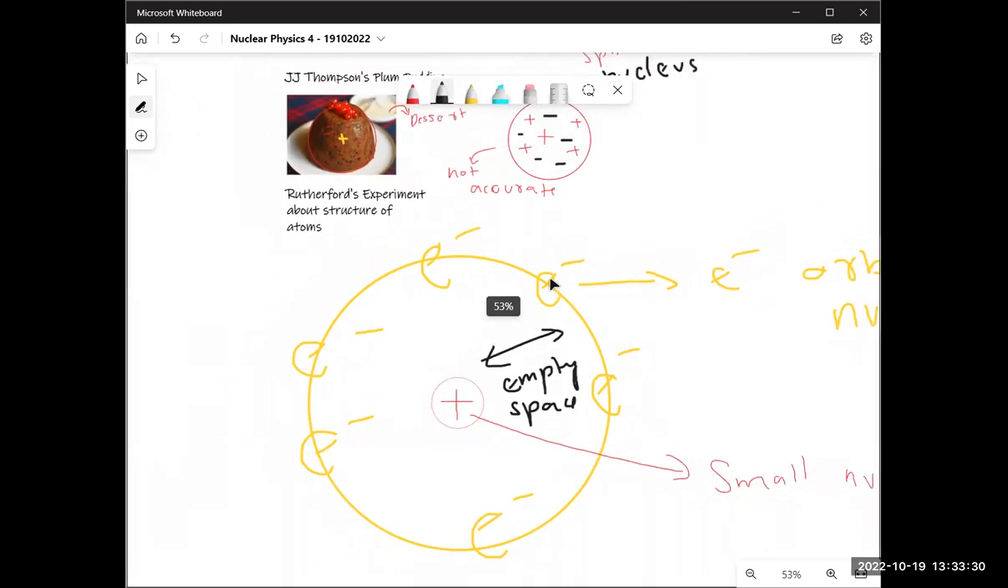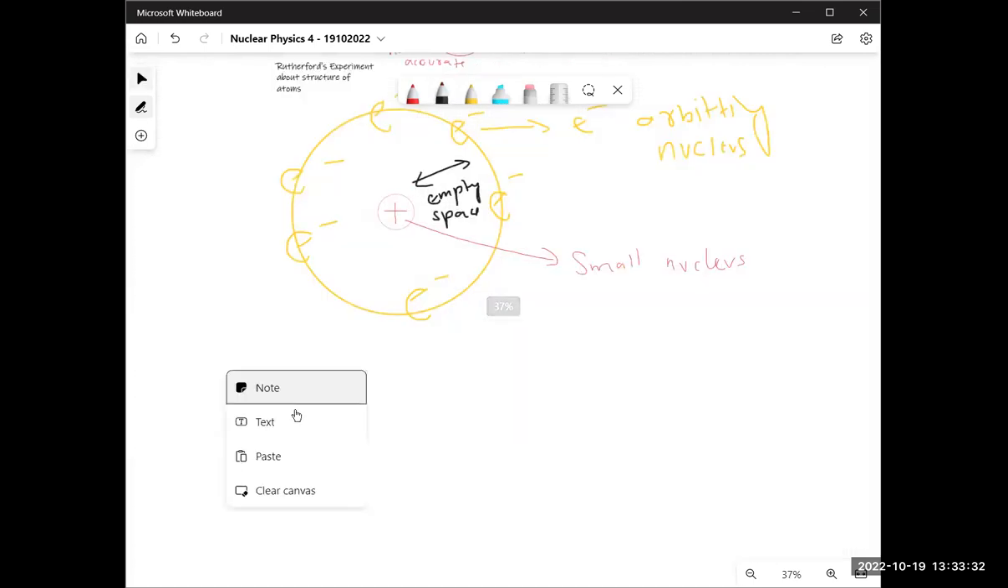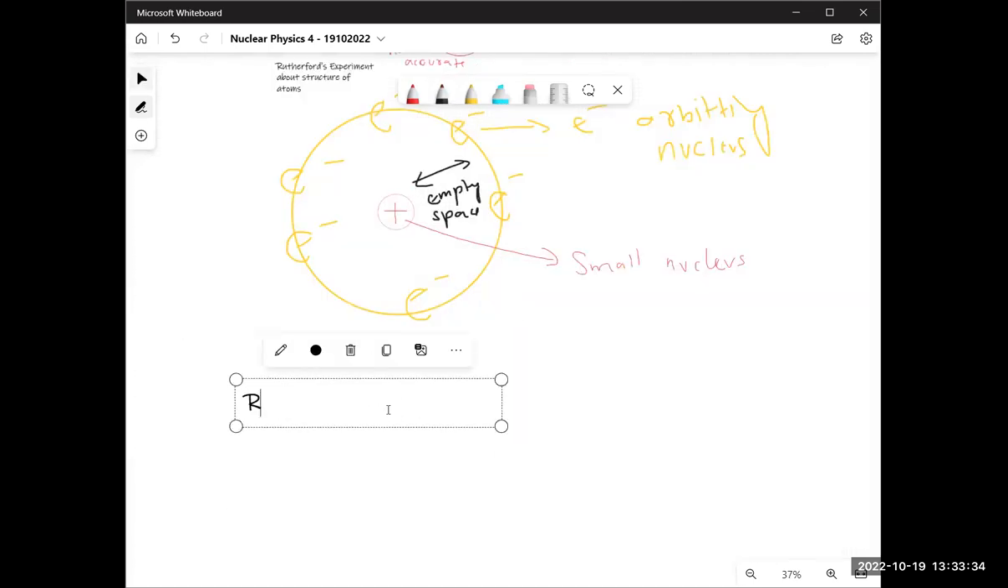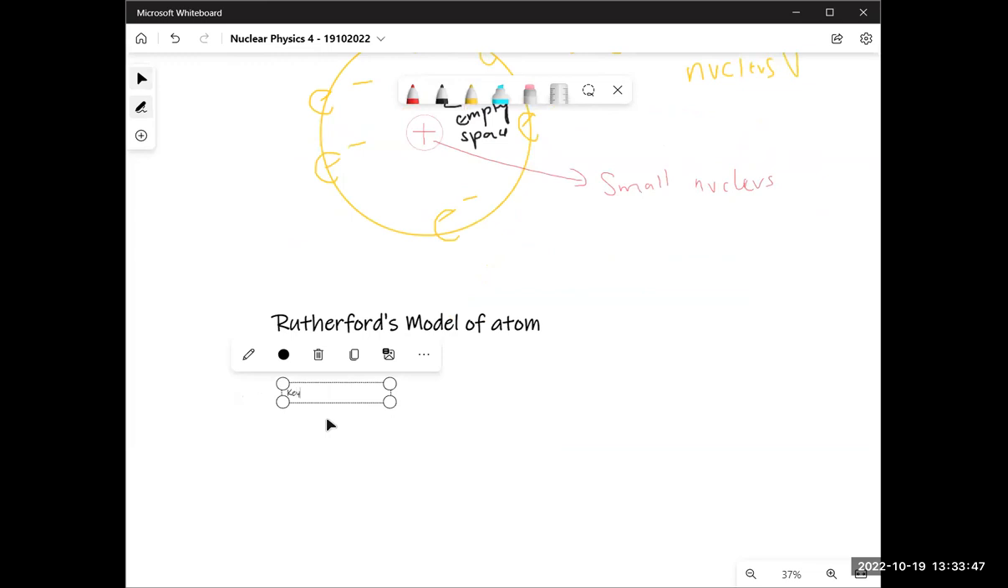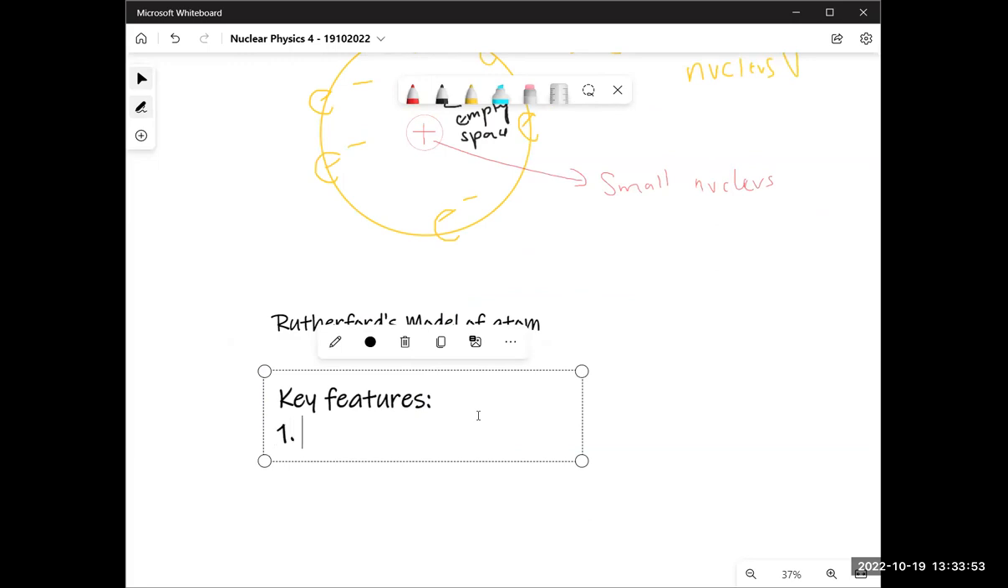Now, I want you to write in your notebook the key points. Start from here. Write Rutherford's model of atom. And after that, write key features. The key features are 1. Look at the book right here.